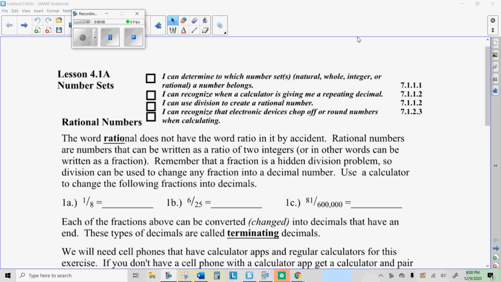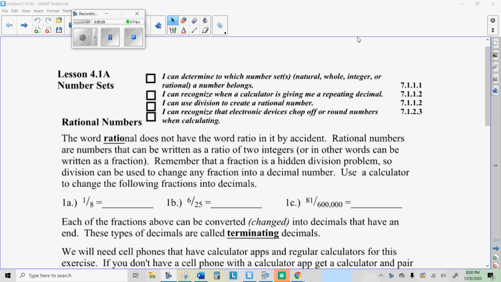We're going to start Chapter 4 today, and we're going to learn about numbers. Which you're probably thinking, yeah, it's math, so of course we're learning about numbers. But we're going to learn about properties of numbers and different types of numbers. Okay, so check this out.